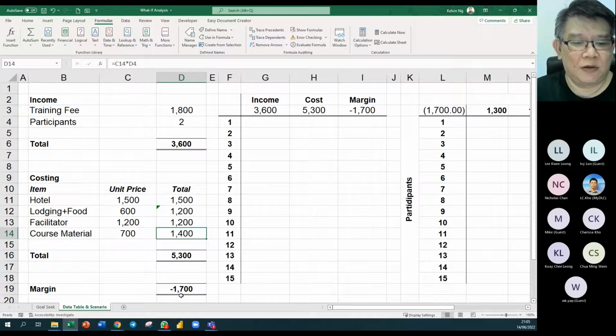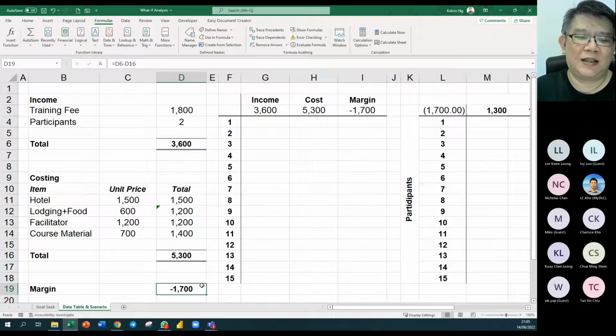So now, what is my margin? My margin is 1007. Now, not 1007, but negative 1007 is a loss. It's not income. It's not earn. It's actually a loss. Okay, you don't make money, but you lose money because you only have 2 people.